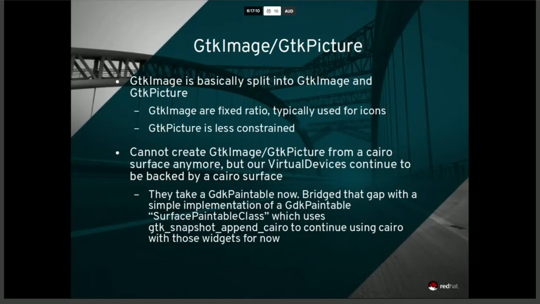Another related change is that you can't create either of them from a Cairo surface anymore, but we continue in our GTK port to keep our virtual devices backed by a Cairo surface, and we often want to create an image from one of those. The argument they take now instead is a GTK paintable, so I've bridged that gap with a simple implementation of a GTK paintable called a surface paintable, which uses GTK snapshot append Cairo to append the snapshot of a Cairo surface to those widgets, so we can continue to use our virtual devices with the replacements in GTK4.